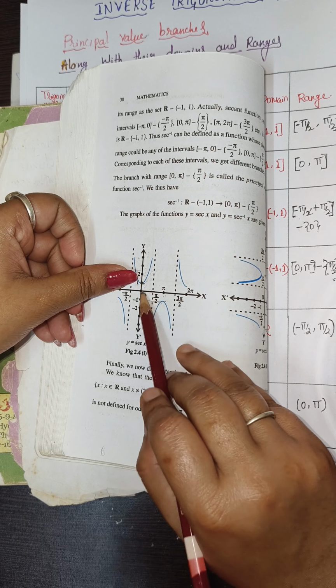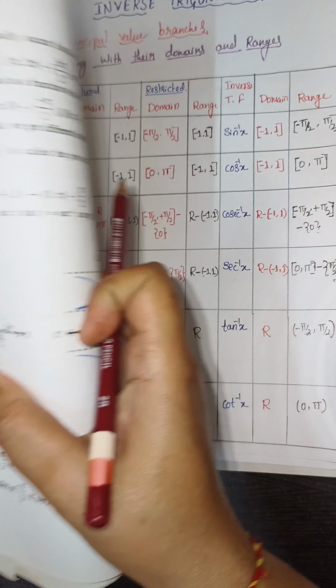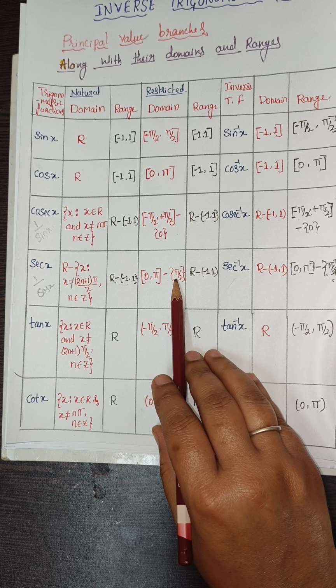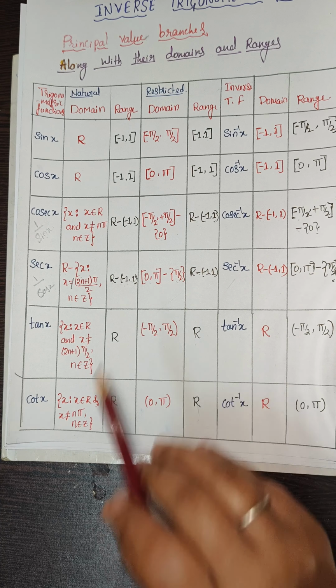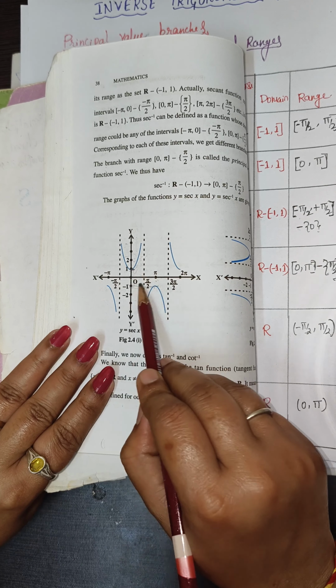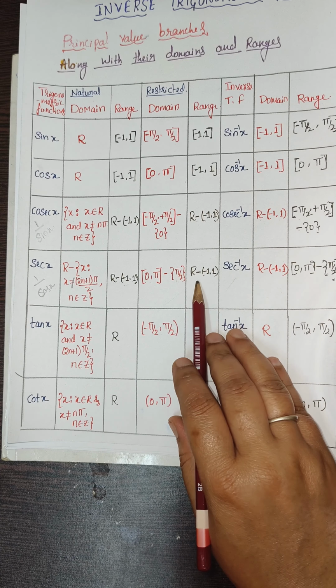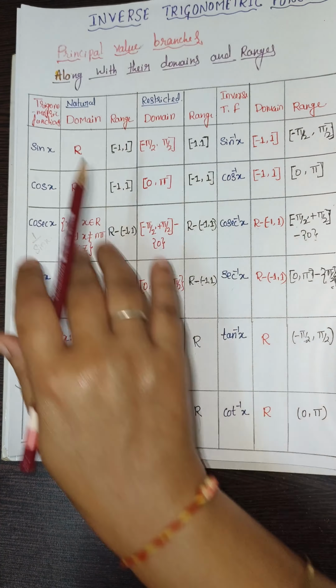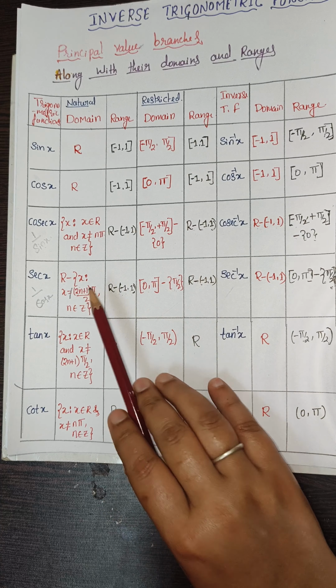Now see here, what is the range? The range is the same: all the real numbers minus the open interval (−1, 1), because in between −1 to 1 there are no outputs. So the domain becomes 0 to π minus π/2. At exactly π/2 there is no value here. Just see here. That's the reason we have to subtract π/2. So the range becomes all the real numbers minus (−1, 1).